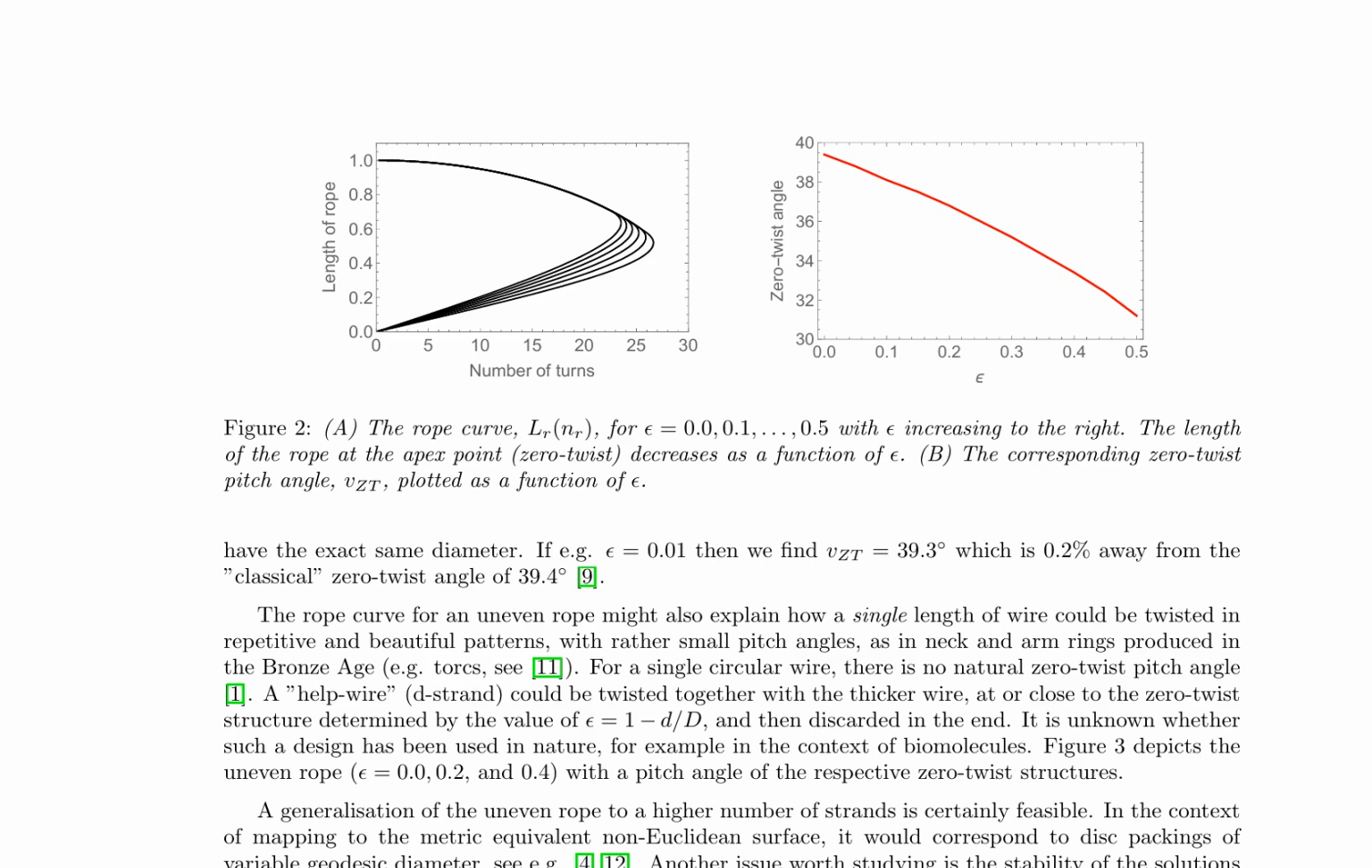The concept of the rope curve is introduced, representing the relationship between the number of turns and the length of the rope at the apex point.